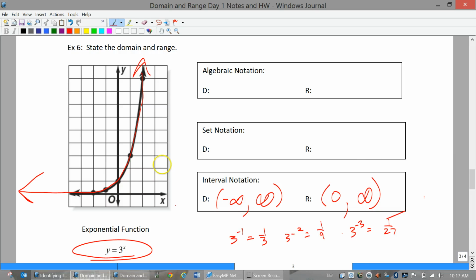Algebraic notation is all reals for the domain, and for the range, it was everything greater than 0, not including 0 in this. We don't do the underline. Set notation: x such that x is equal to the range. The range for set notation is going to be y such that y is greater than 0, not the underlined part, because we never got to 0. Okay?